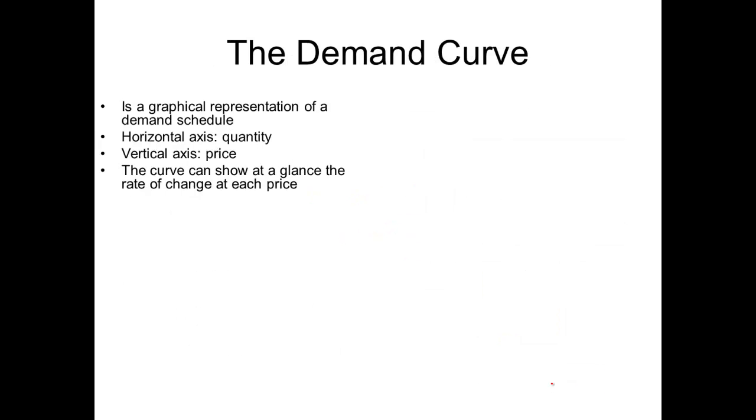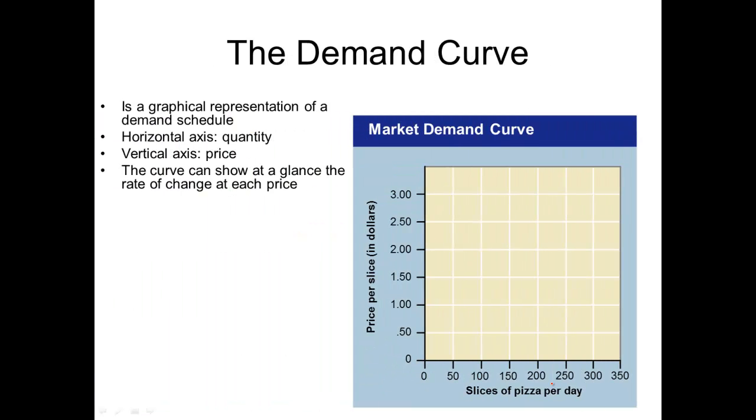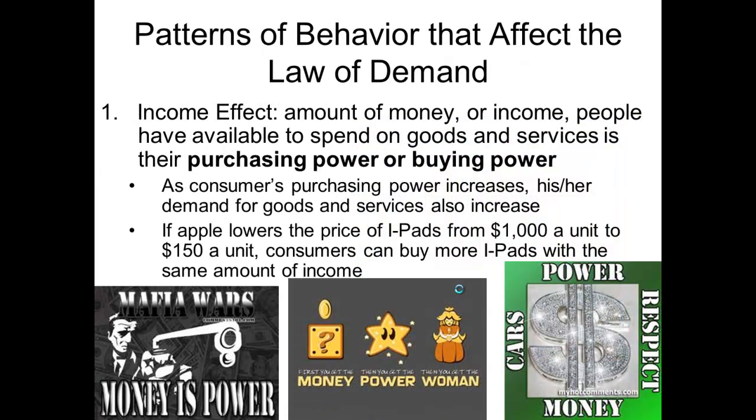Now, the demand curve is going to be the opposite of your supply curve. So that is what a demand curve is going to look like. A demand curve is always going to be going that way, whereas a supply curve is going to be going that way. So, moving on.